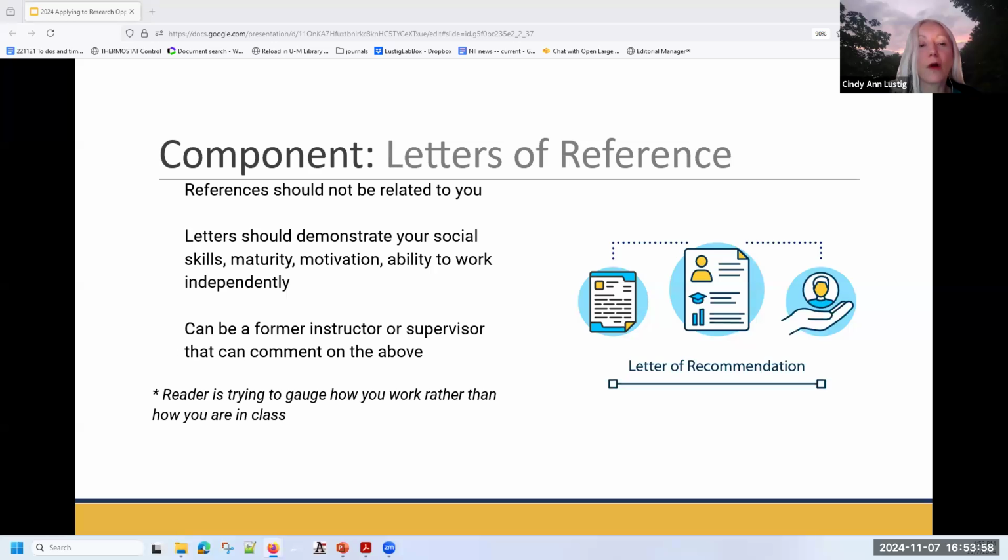They're usually trying to gauge how you work rather than how you are in class. Just because you turn in all your assignments on time, that's not what we're looking for. We're looking for the person who asked questions, did a great job in their discussions, and took leadership roles in their groups. Those are often things that we may be looking for more.